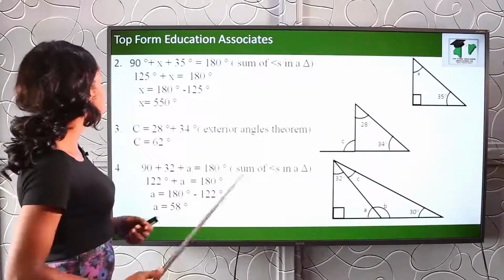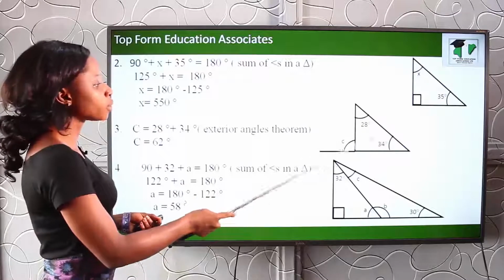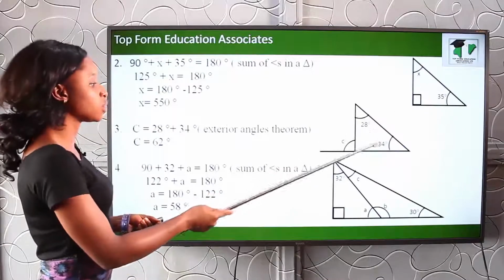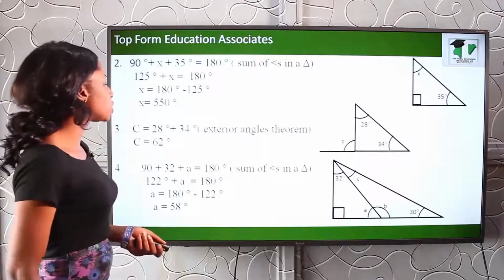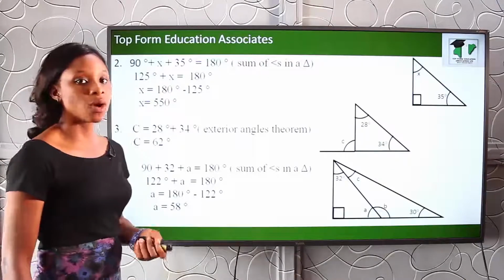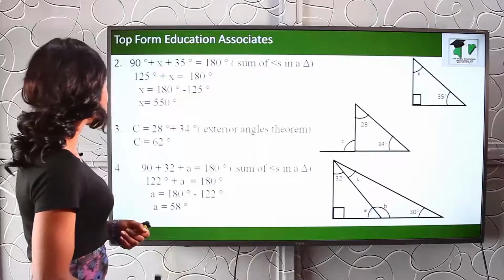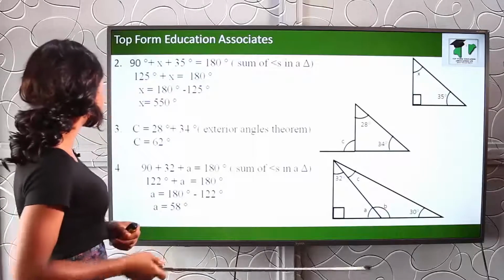Okay, so very simply, you will just sum the interior angles, 28 plus 35 degrees, and you will have your answer as 62 degrees. Therefore, C is equal to 62 degrees. If you got that correct, please put your hands together for yourself.